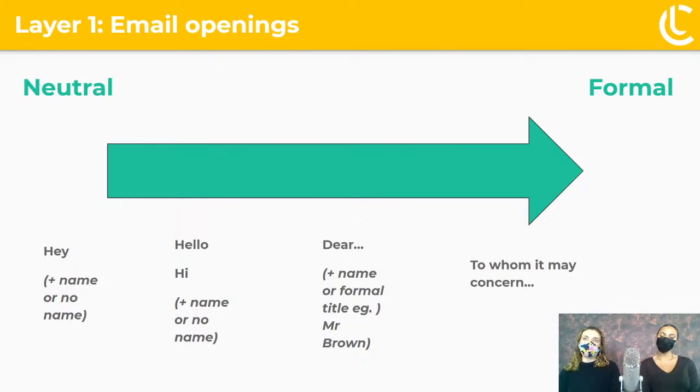If we don't know the name of the person we are emailing, and it's a very formal email, we could start it with "to whom it may concern." And this means we don't know their name, we're not sure who the email is going to end up with, but we'd like to send that email regardless.